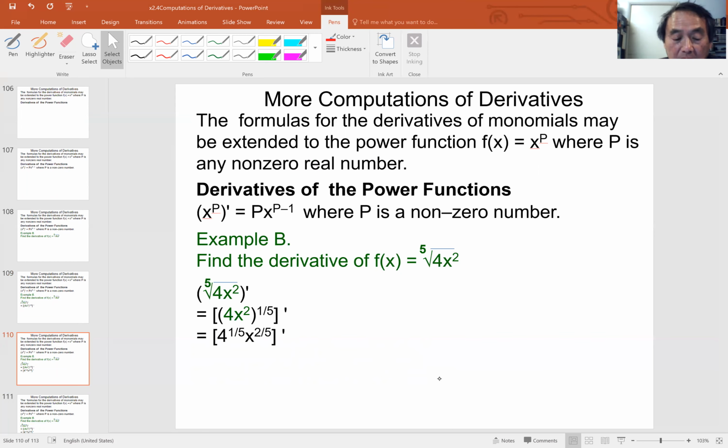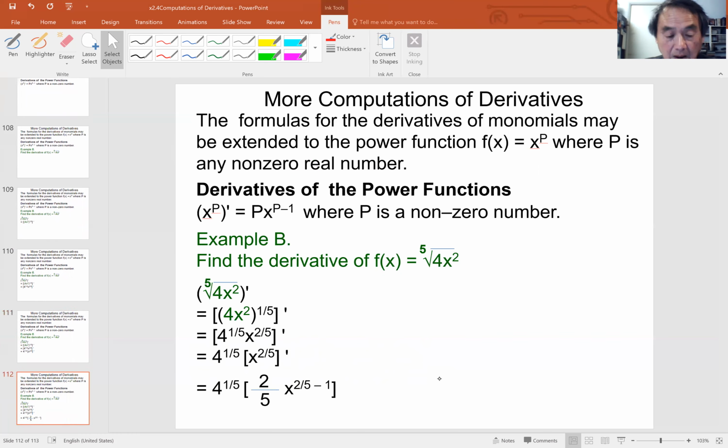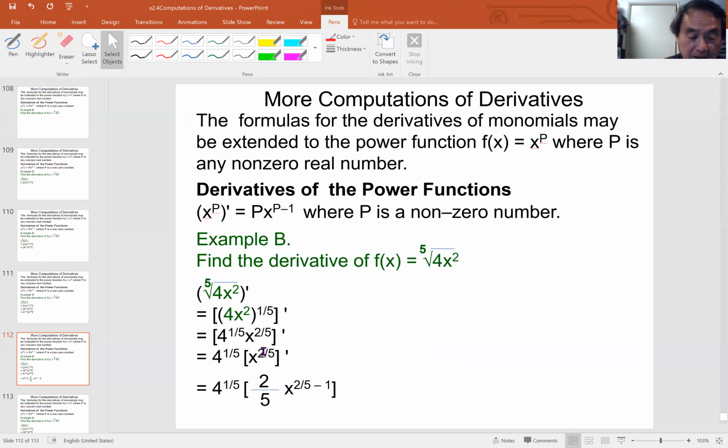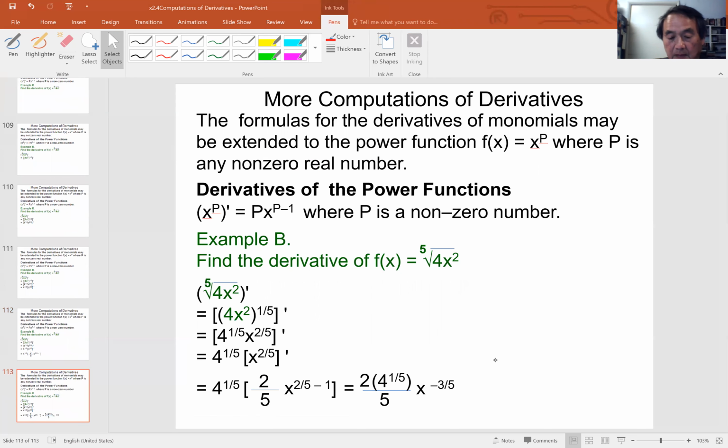I distribute the 1/5 to the constant, because I'm going to take that out as a multiple. So I don't have to deal with that. The only derivative I have to deal with is the 2/5 power, and that's where the power comes down. 2/5 comes to the front as a multiple, and then we subtract one from the power, making it minus 3/5. And that's it, the derivative of a general radical formula.